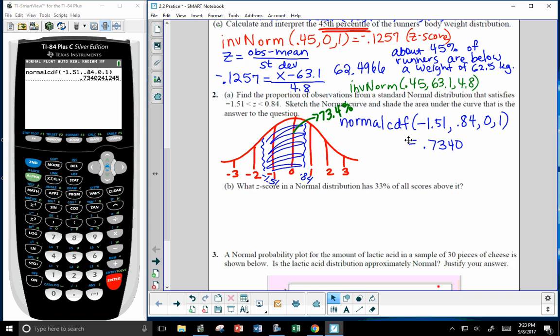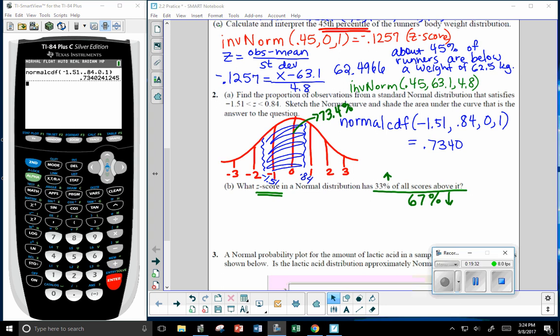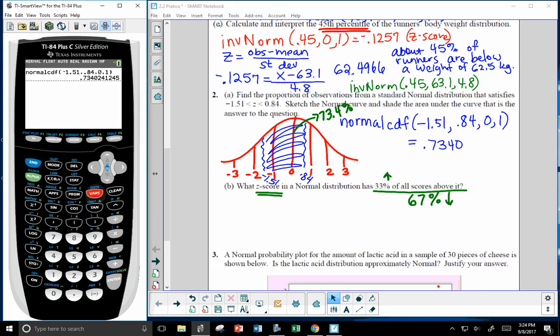So let me write all that out for you. Inverse norm of 0.67 equals 0.4399. When we do inverse norm, we are finding a z-score. We just found the z-score. You should not ever convert a z-score to a percentage. It wouldn't make sense to say, oh, this is about 44% standard deviations below the mean. That doesn't make sense. So we just found a z-score. That's how many standard deviations we are above the mean, 0.4399.